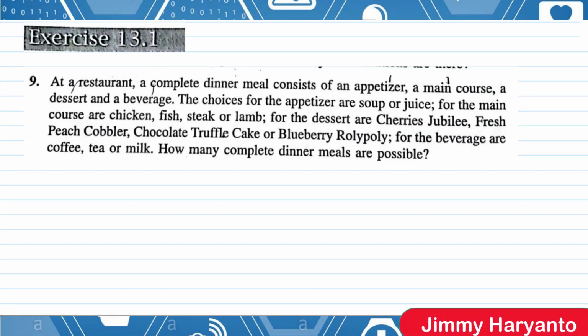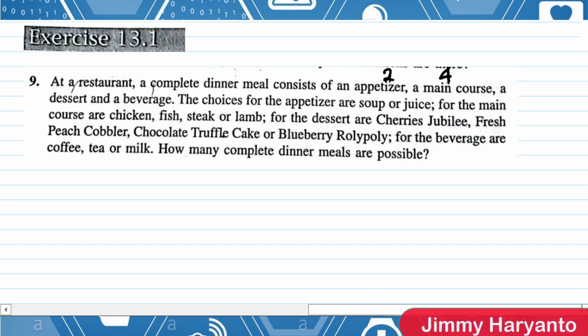At a restaurant, a complete dinner meal consists of an appetizer, main course, a dessert, and a beverage. The choices for the main course are chicken, fish, steak, or lamb, so 1, 2, 3, 4. We have 4 possibilities for main course. For the appetizer we have soup or juice, 2.